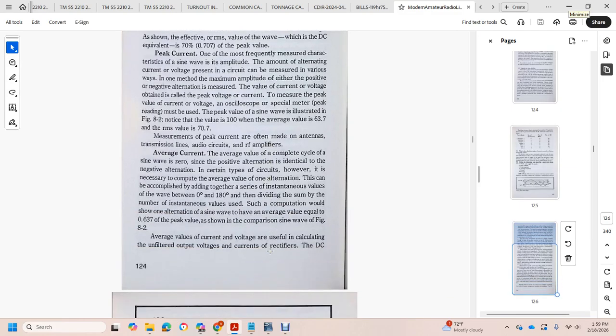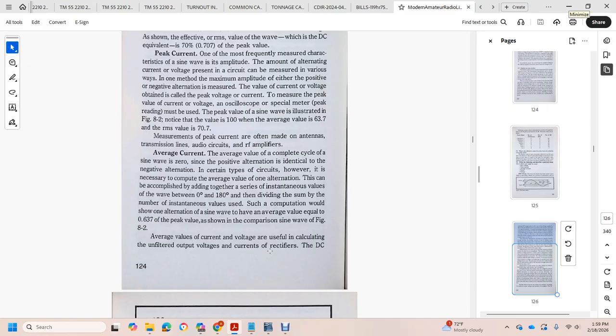Average current: the average value over the complete cycle of a sine wave is 0, with the positive alternation identical to the negative alternation. In certain types of circuits, however, it is necessary to compute the average value of one alternation. This can be accomplished by adding together a series of instantaneous values of the wave between 0 and 180 degrees, then dividing the sum by the number of instantaneous values used. The computation would show one alternation of a sine wave to have an average value equal to 0.637 of the peak value.